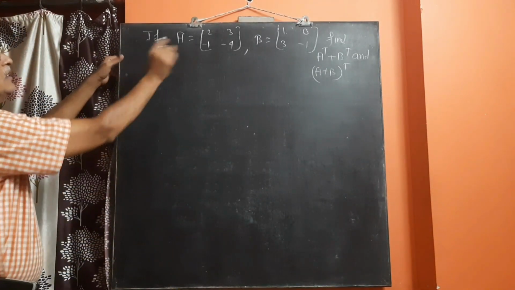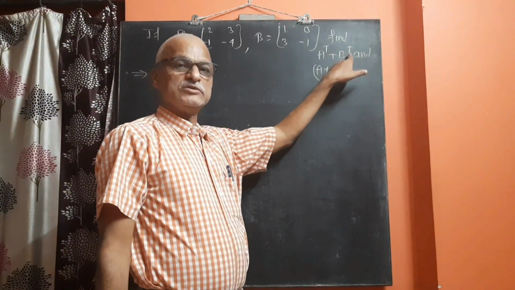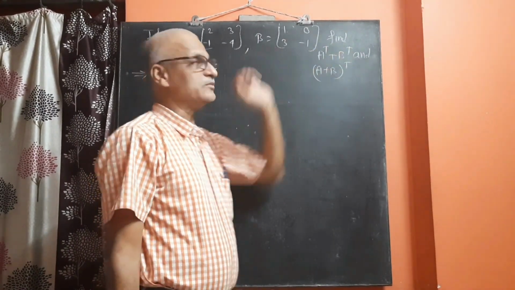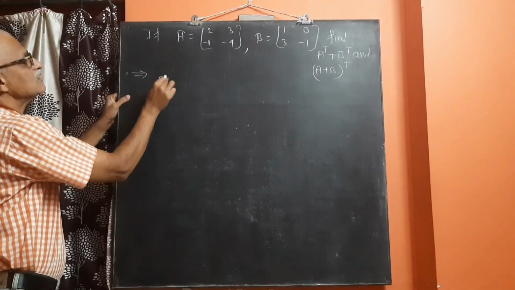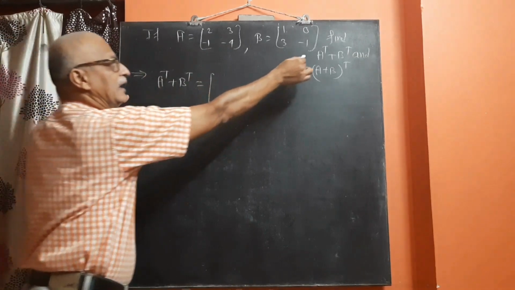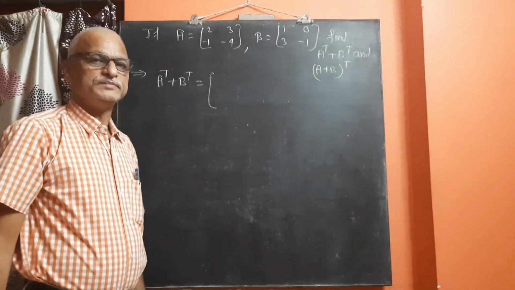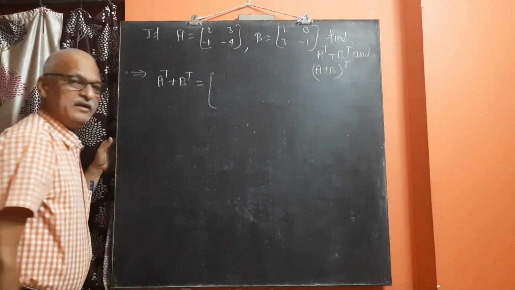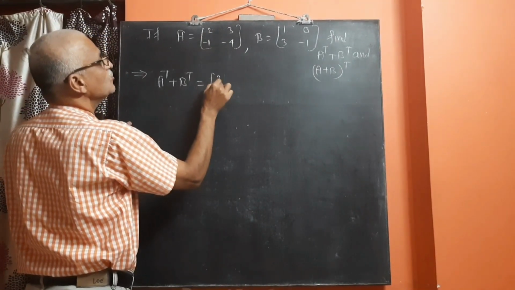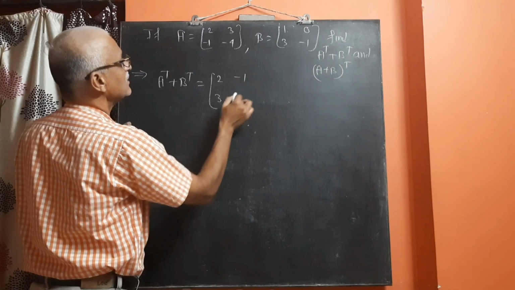You have to find out A transpose plus B transpose and (A plus B) transpose. Now, here you have to find out A transpose plus B transpose. So the first step is we have to get the A transpose value and then the B transpose value. A transpose means the interchange of rows into columns. So this is A. Its transpose will be equal to, the first row will become the first column, that means 2, 3. The second row will become the second column, that means minus 1, minus 4.